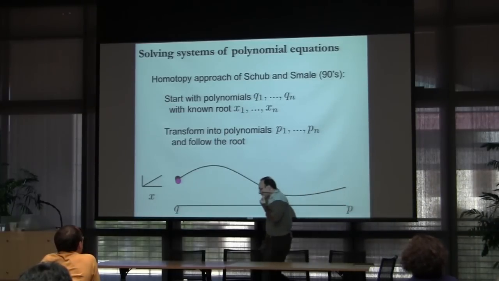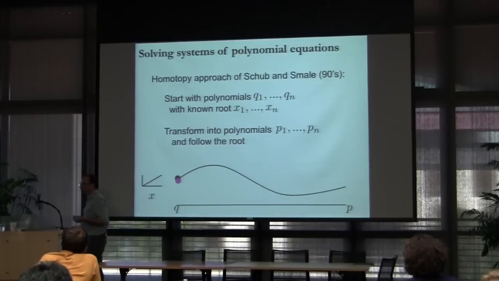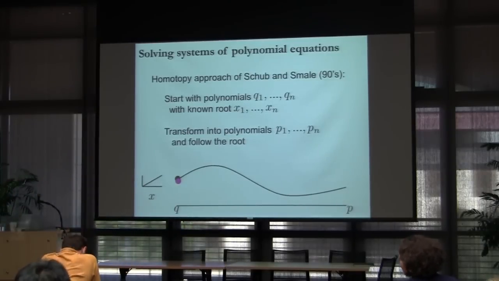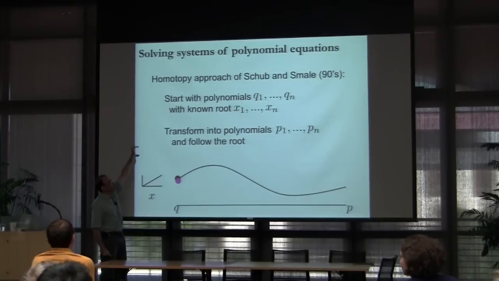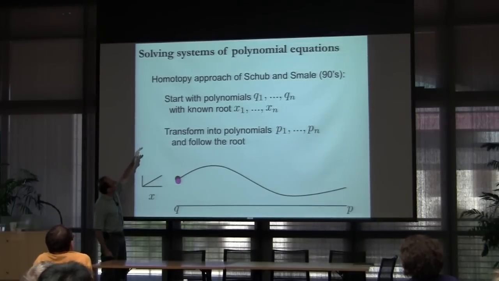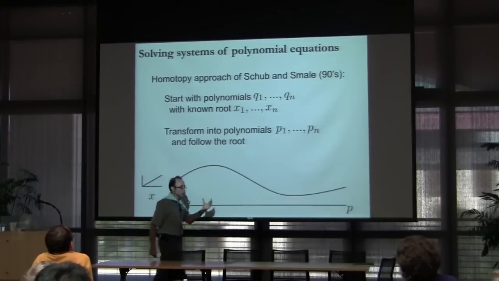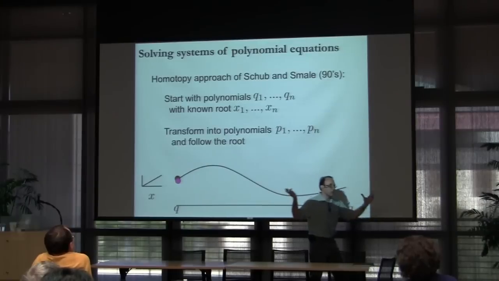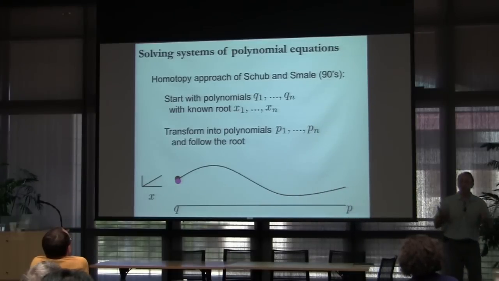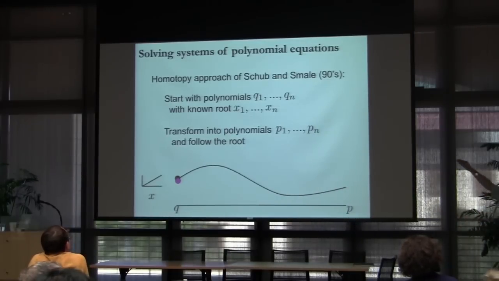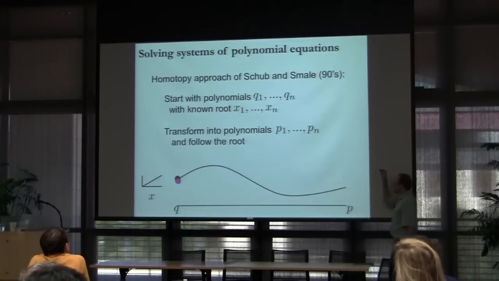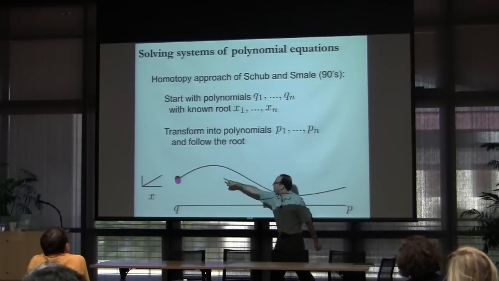Okay, so here's how Shub and Smale started solving this problem with a homotopy approach. The idea is they suggested we start with a particular set of polynomials, I'll call them q1 through qn, and assume I know a root of them, x1 through xn. So remember, q1 through qn are polynomials that involve all of these variables. Assume I know one x1 through xn that's a solution to all those equations. They said, why don't I slowly transform q into p?